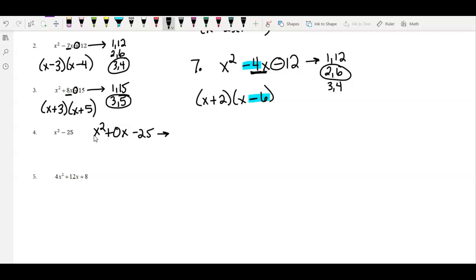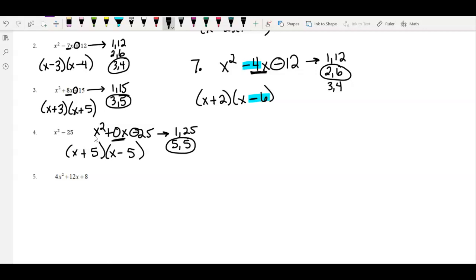So my factors of 25 are 1 and 25 and 5 and 5. The only way I could subtract to get 0 is if I have 5 and 5. So I have an x with a 5 and an x with a 5. And the only way you could have 0 is if they're different signs.